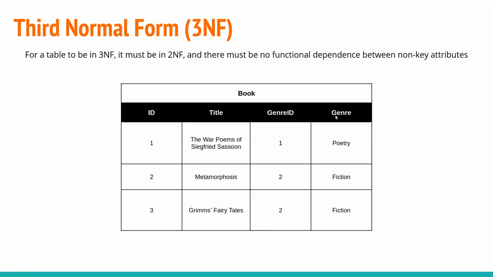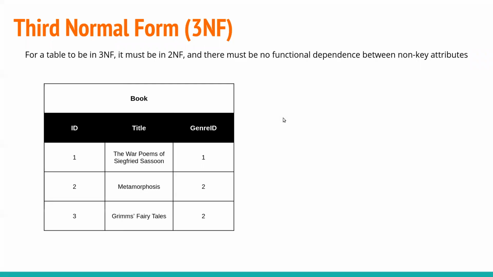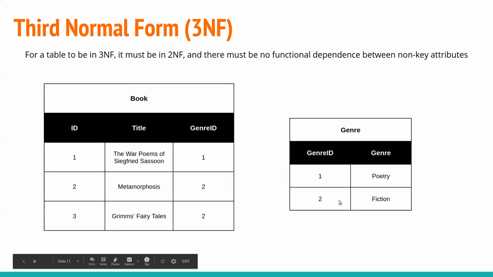You can see that genre is functionally dependent on genre ID, but genre ID is a non-key attribute. It has shrunk a lot, and you'll see it'll shrink even more. This will be our book table, and that will be our genre table. That will put it into 3NF. And you end up with a ridiculous number of tiny tables. Now you can see what the benefit is here.